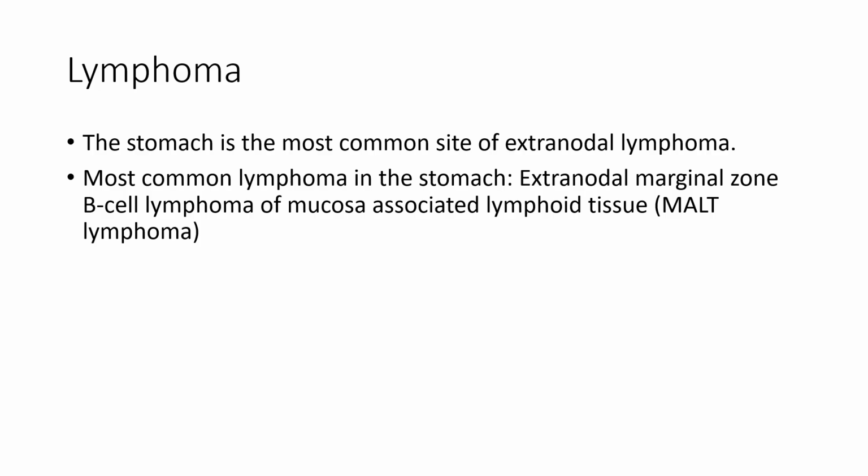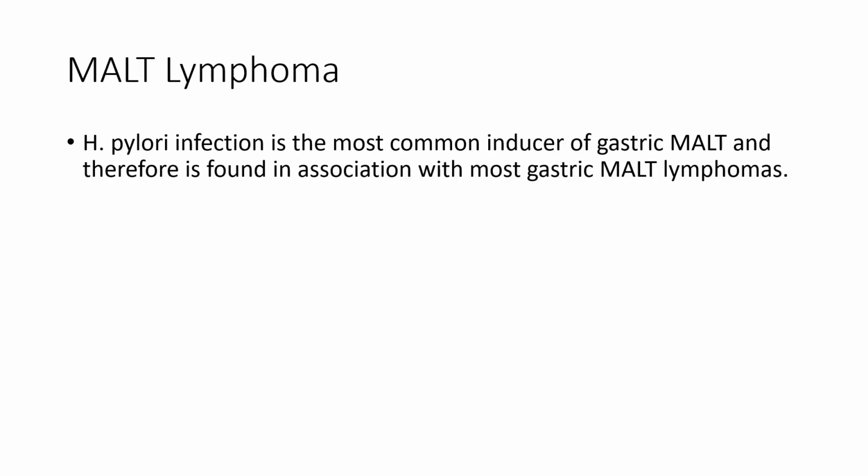And in the stomach, the most common type of lymphoma is the extranodal marginal zone B-cell lymphoma of mucosa-associated lymphoid tissue, also referred to as MALT lymphoma. However, other types of lymphomas can also occur in the stomach, and these can include diffuse large B-cell lymphoma, follicular lymphoma, and T-cell lymphoma, but they are much less common than the MALT lymphoma. MALT lymphoma is a lymphoma of the marginal zone B lymphocytes.